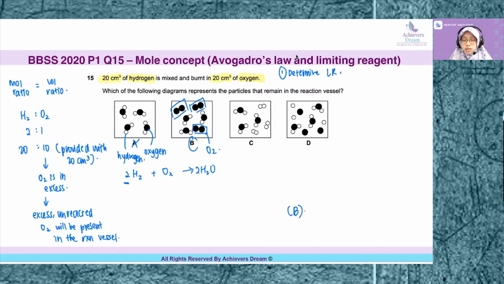Let's take a look at the other options. Option C has hydrogen molecules, H2. However, you know that H2 is limiting. If H2 is the limiting reagent, it will be fully consumed, meaning that it will not be present in your reaction mixture as a molecule of the element. So C is out. D is also out because you will not have atoms of hydrogen and oxygen in your reaction vessel at the end of the reaction. The answer for this question is B.